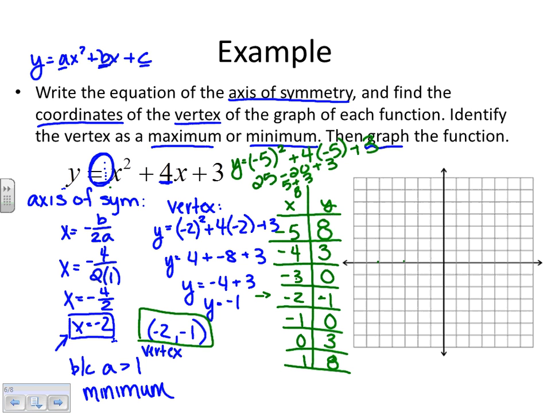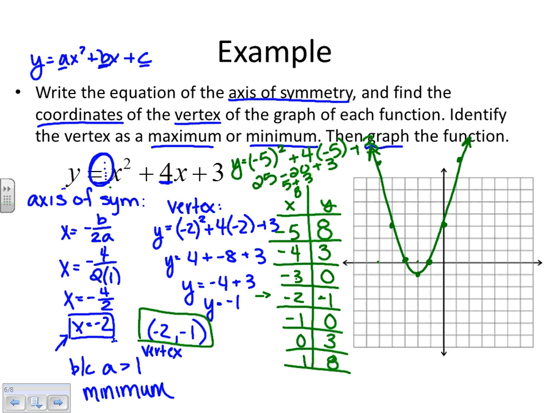And we have 8. 1, 2, 3, 4, 5, 6, 7, 8. -4. 1, 2, 3, 4. +3. 1, 2, 3. -3. 0. -2. -1. -1. 0. 0, 3. And 1, 8. And we're going to smoothly connect these dots.